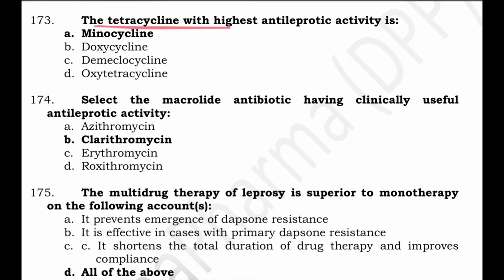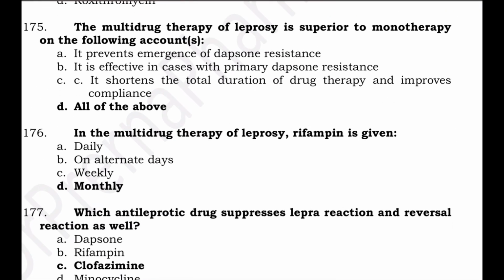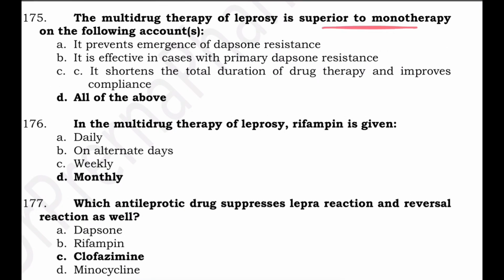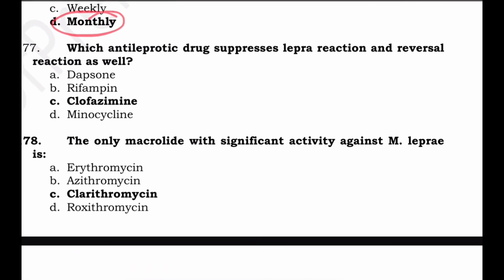The tetracycline with highest anti-leprotic activity is minocycline. The macrolide antibiotic having clinically useful anti-leprotic activity is clarithromycin. The multi-drug therapy of leprosy is superior to monotherapy because it prevents emergence of resistance, is effective in cases with primary dapsone resistance, and shortens the total duration of the drug therapy, so all of the above. In multi-drug therapy of leprosy, rifampicin is given monthly. It is not given daily.